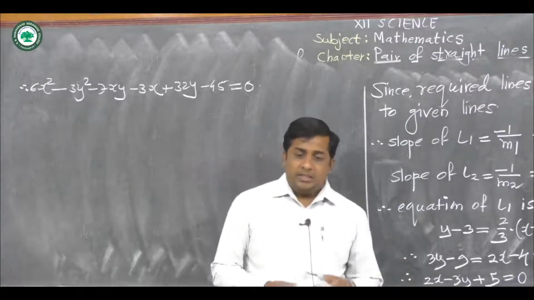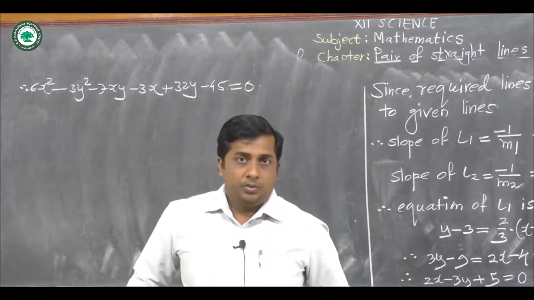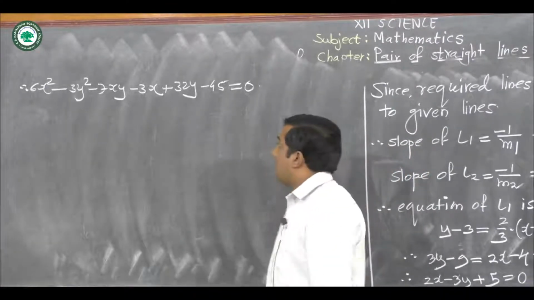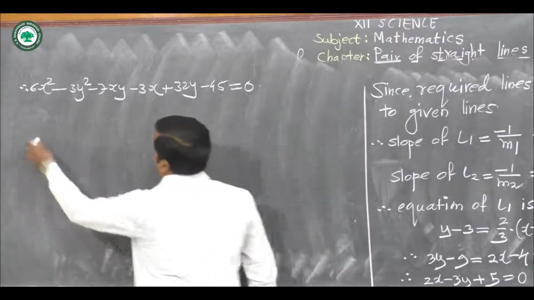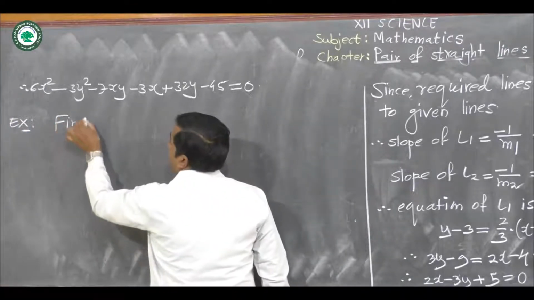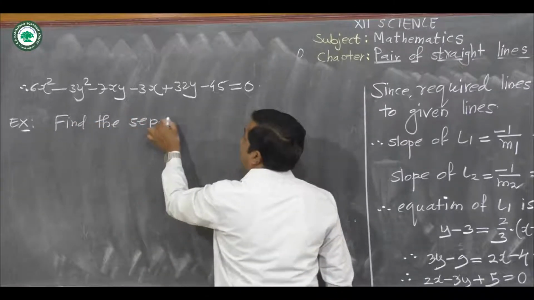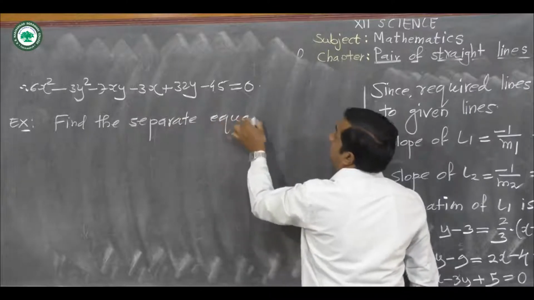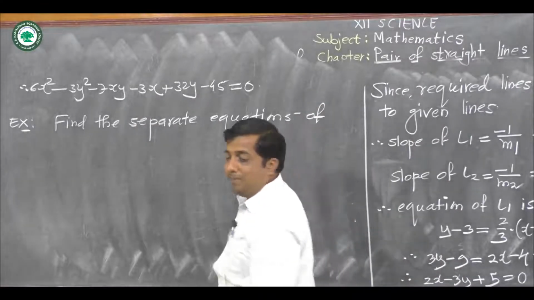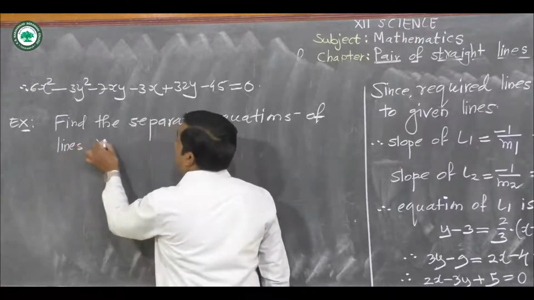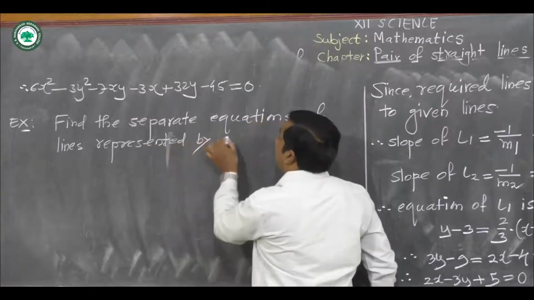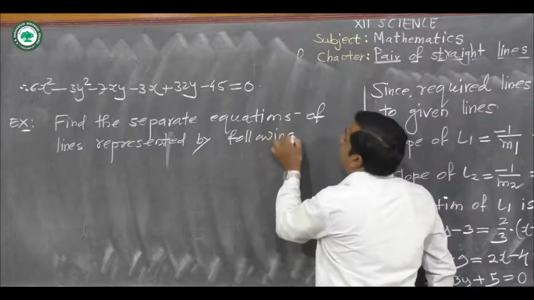So in these three examples we find the combined equation. Now we have to find the separate equations for the given combined equation. So we go with our next example. Find the separate equations of lines represented by the following equation.